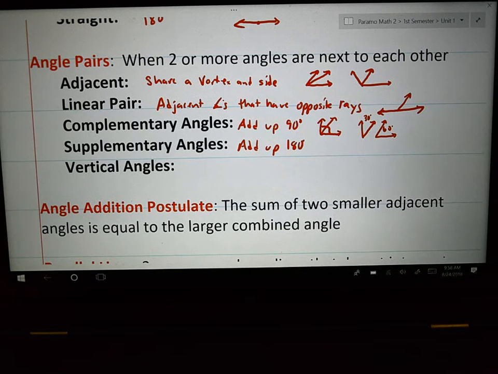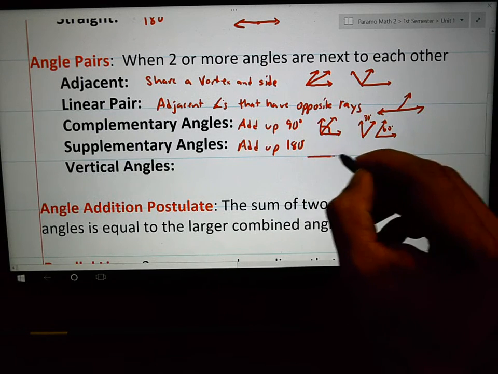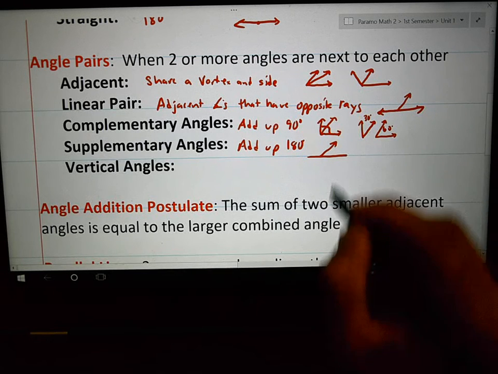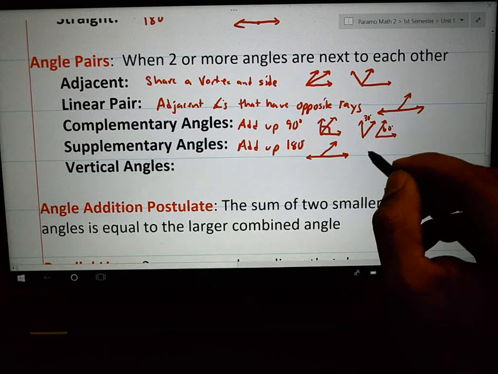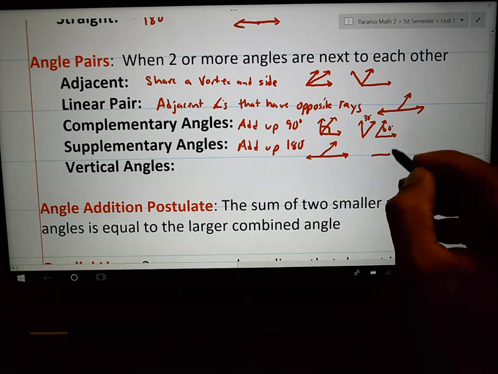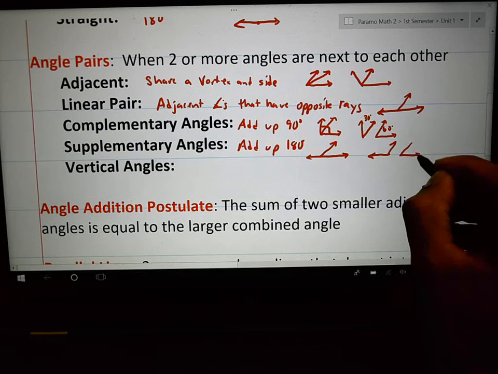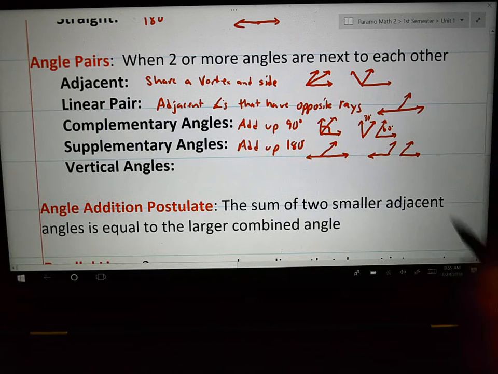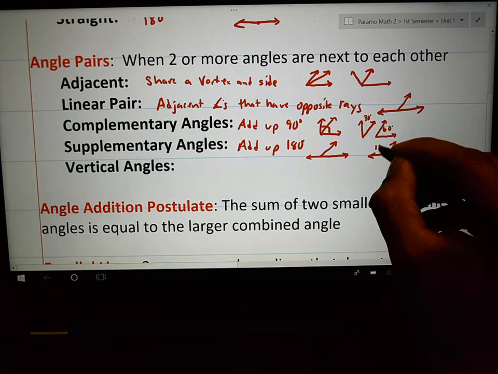The same thing goes for supplementary angles. Sometimes they will be adjacent and form a linear pair, but sometimes they will just be next to each other or near each other, and they still add up to 180 degrees. So let's do 60 and 120.